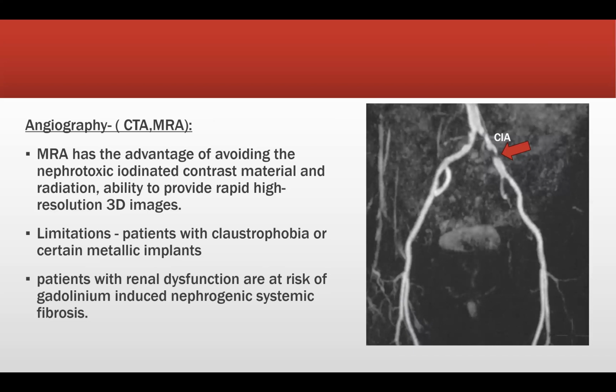MR angiogram has the advantage of avoiding, as said previously, the nephrotoxic iodinated contrast material and the radiation, and it has high ability to provide high resolution 3D images. The limitations of it might be due to claustrophobia and certain metallic implants. And patients with renal dysfunction are at high risk of gadolinium-induced nephrogenic systemic fibrosis. Here in this picture, we can see the stenosis at the level of common iliac artery. Which side? Left, sir. Correct.